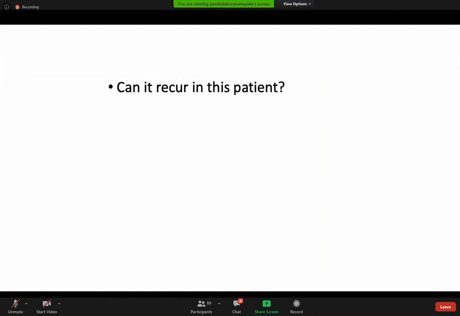I could do this slide as well, I suppose. Guys, after the 5 days of ceftriaxone or the 7 days of azithromycin, can this infection reoccur in this patient? Is it known to happen? Can you all just use the chat and answer?